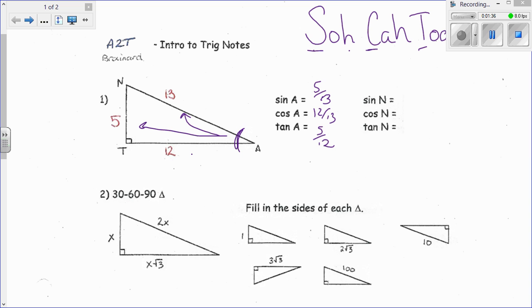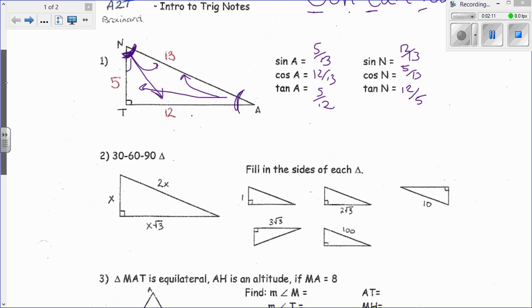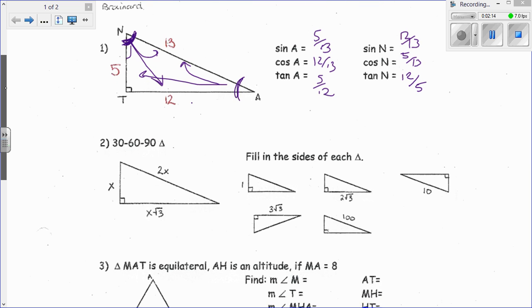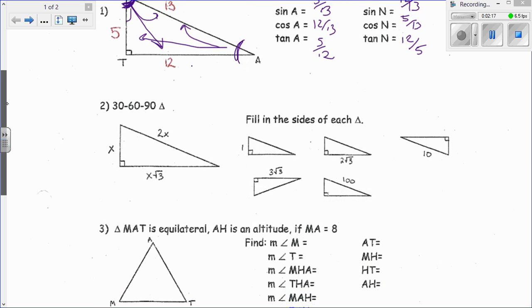Now if I go over to angle N, which is up here on the top, and I do the sine, I'm going to do opposite over the hypotenuse here. So it would be 12 over 13. For the cosine of N, the adjacent is 5, and the hypotenuse is 13. And then for the tangent of N, it would be opposite, which is 12, over adjacent, which is 5. The only side that's fixed is the hypotenuse, because that's always across from the right angle.